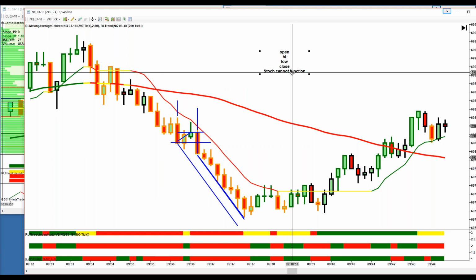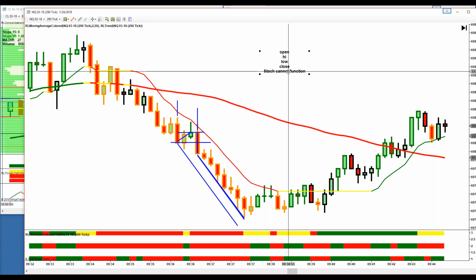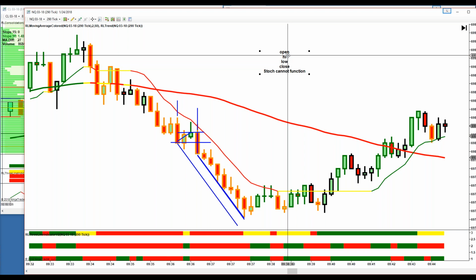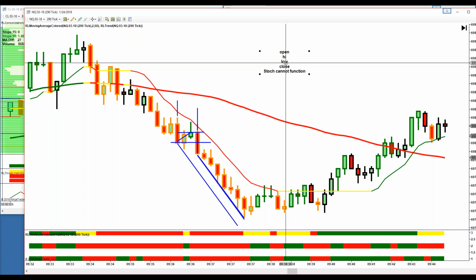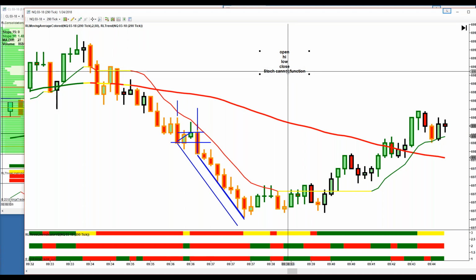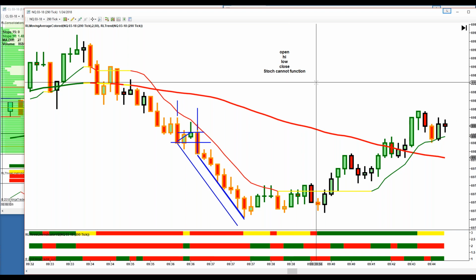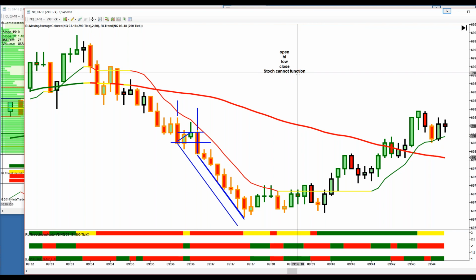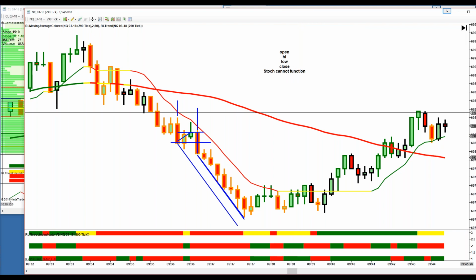It's just tracing out price. Because if you look at the formula for stochastic, it relates the high of the move to the close and the low of the move to the close. So if you don't have these four variables, open, high, low, close, the stochastic can't function. So it works with any bar, but it will not work with a standard Renko. If you have a modified Renko that has a wick, it's good.